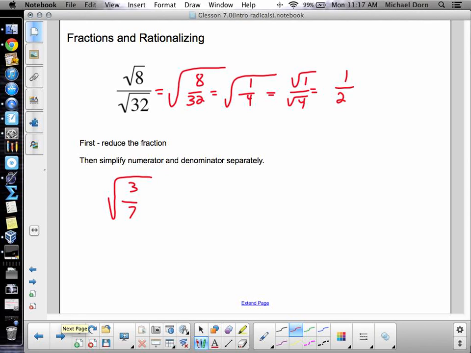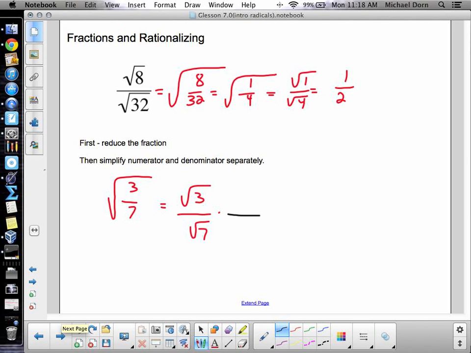Well, again, we split it up. It doesn't reduce, so square root of 3 over square root of 7. And now this is where it gets interesting, because I'm not allowed to keep a radical in the denominator. They don't simplify. I have to what's called rationalize this fraction. And that means I have to multiply it by another fraction that has a value of 1.